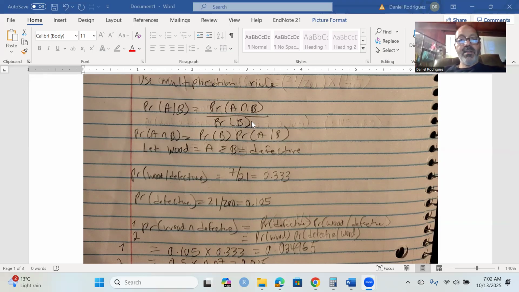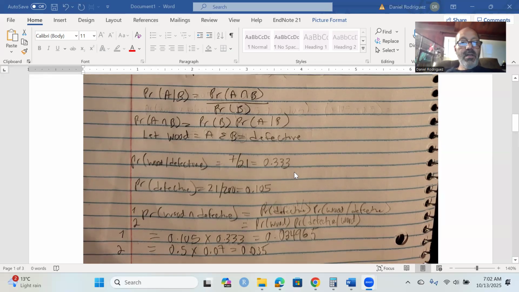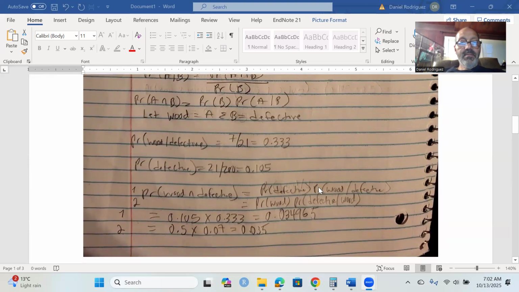So I'm just rearranging this equation, multiplying both sides by the probability of B. So let's say A is wood and B is defective. I'm basically redoing this equation. The probability of being wood given one is defective: well, there were 21 defectives we saw on the table, and of those 7 were wood, so the probability is 7 divided by 21, or 0.333. The probability of being defective, there were 21 out of 200, it's 0.105. All right, that's what we got.